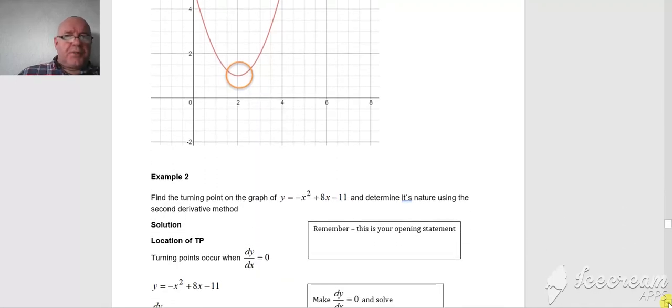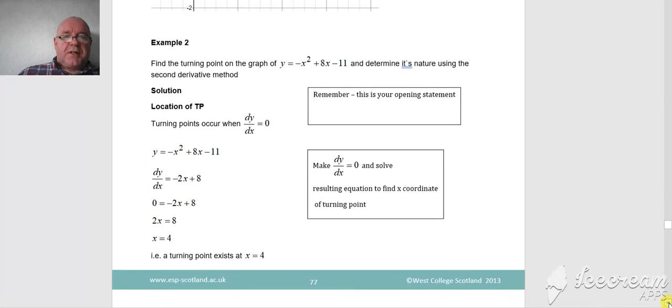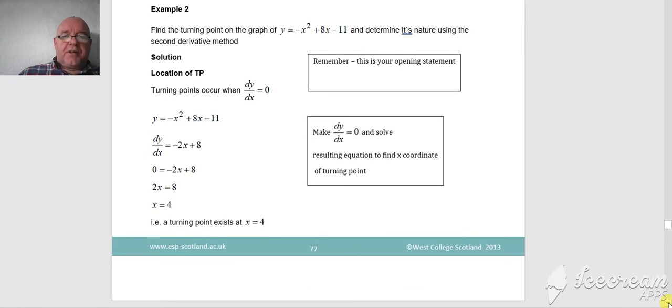Again, we'll just use a simple quadratic. So example 2 here is find the turning point on the graph of y equals negative x squared plus 8x minus 11 and determine its nature using the second derivative method. So the first thing we do is locate the turning point. Again, the location is when dy by dx is 0. Now you need to state that. Do not just go straight into it without stating that. You will get marks for stating this. It's important. So dy by dx, then you need to find out where it's 0, but you need to find what dy by dx is first.